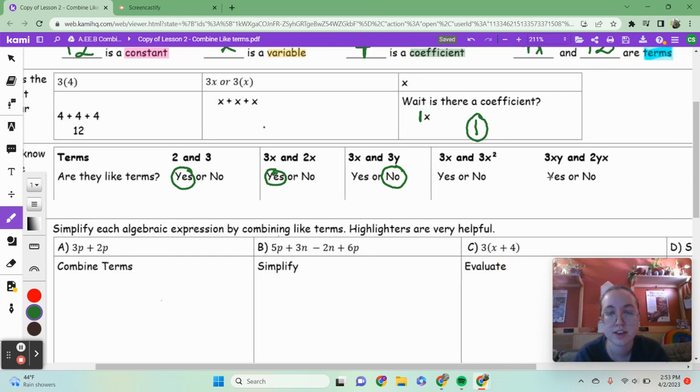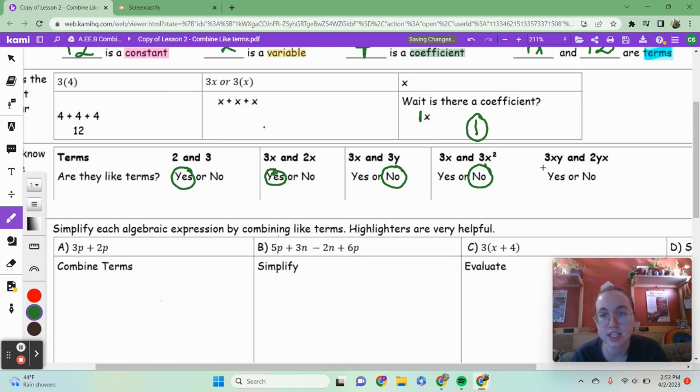Same here with 3x and 3x squared. Since I don't know what x is, I don't know what x squared is. I cannot add those together to find what that is. So no, they are not like terms.